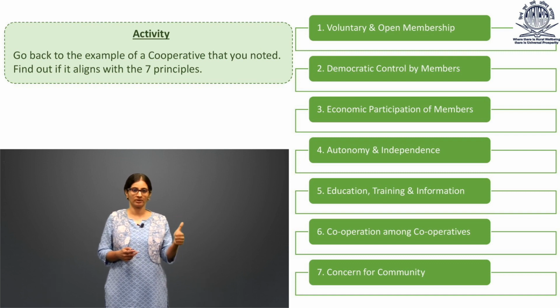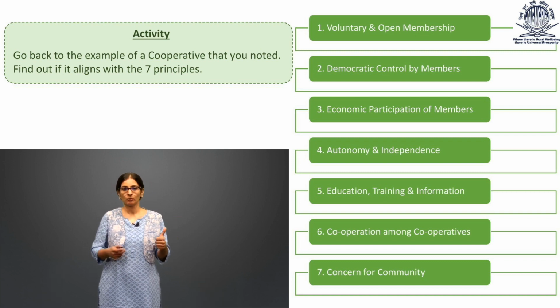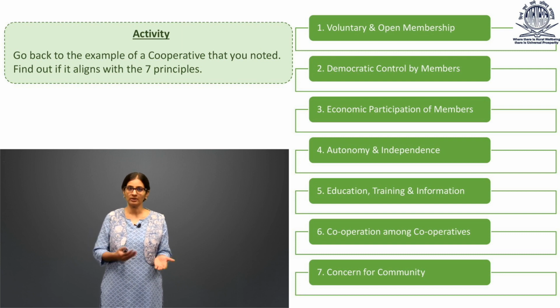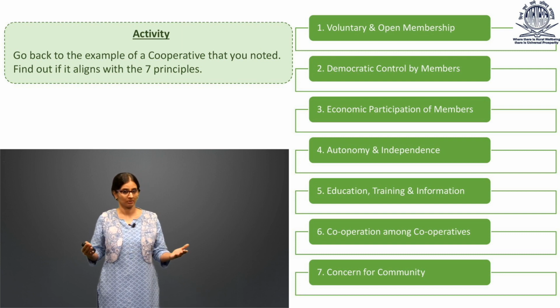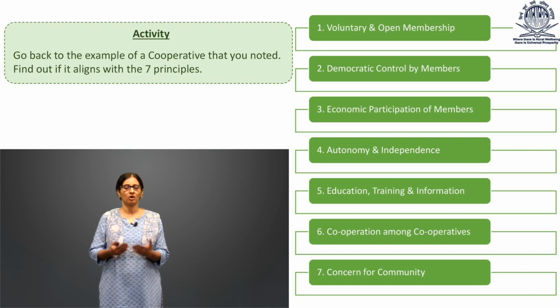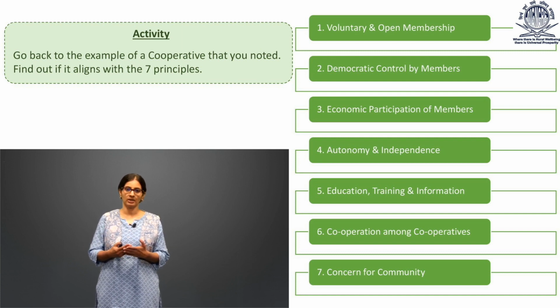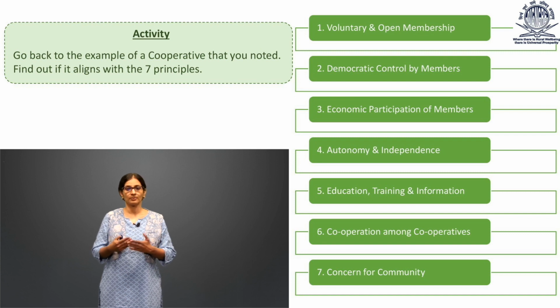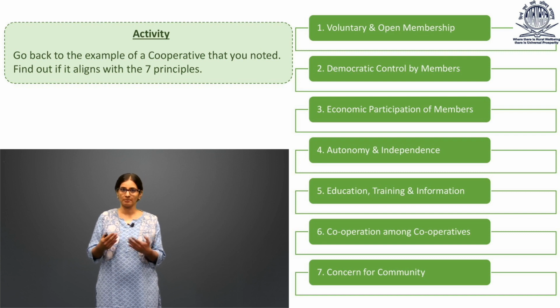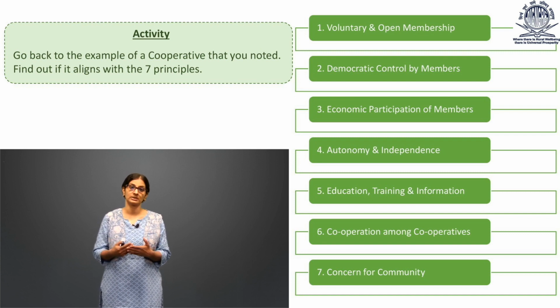First one, voluntary and open membership, which means anyone can join irrespective of different parameters or biases or discrimination, and they can also leave at any point in time. Second, democratic control by members. All members have an equal say in decision making. Third, economic participation by members, which means members contribute capital to the cooperative equitably.